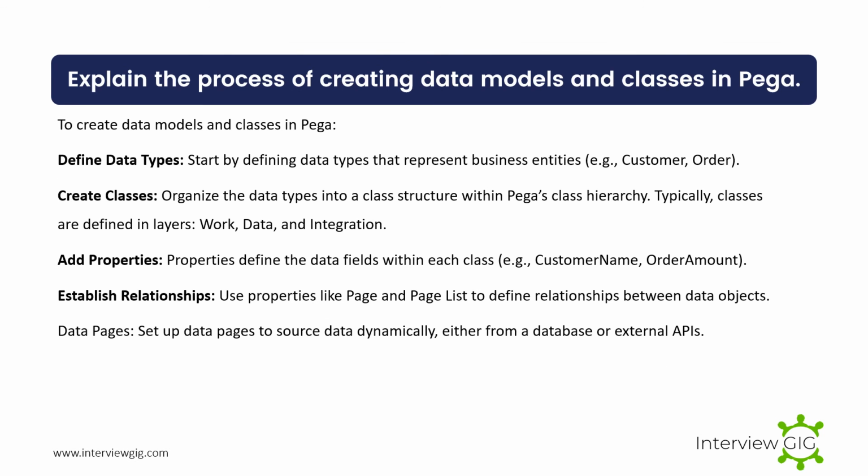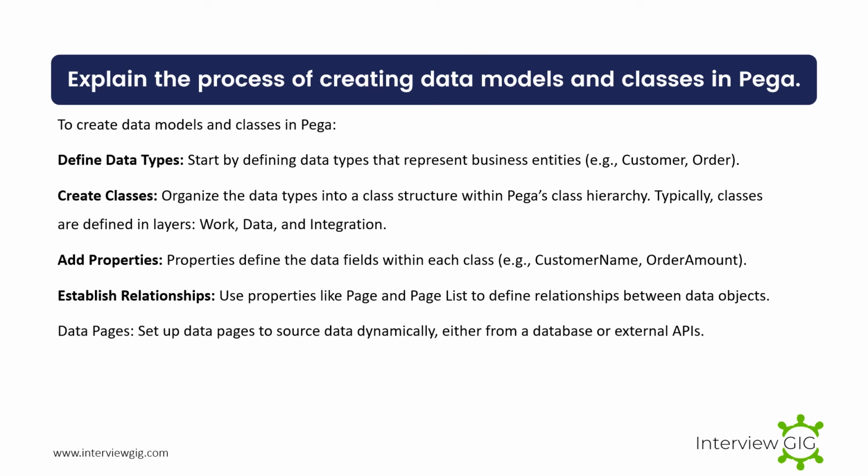Explain the process of creating data models and classes in Pega. To create data models and classes in Pega: Define data types. Start by defining data types that represent business entities, e.g., customer, order. Create classes. Organize the data types into a class structure within Pega's class hierarchy. Typically, classes are defined in layers: work, data, and integration.